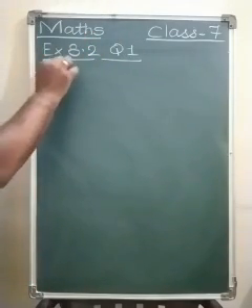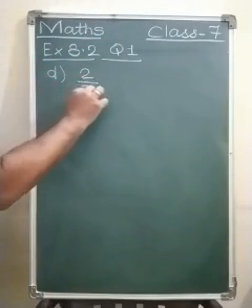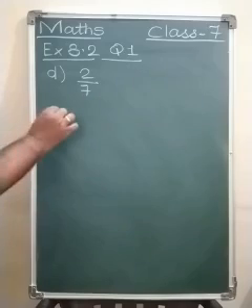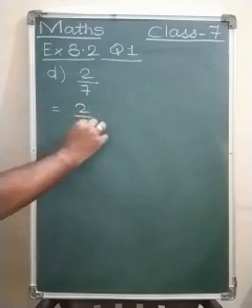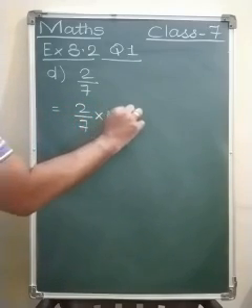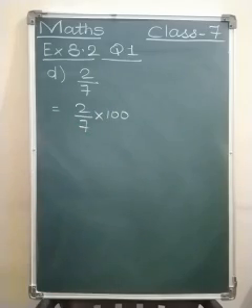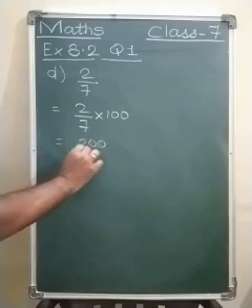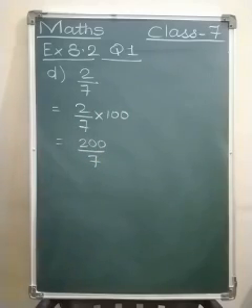D sum. 2 upon 7. This is the fraction. You have to convert it into percentage. Very simple. 2 upon 7. You just have to multiply it by 100. Okay, no common factors. So simply multiply. 2 into 100 will be 200 upon 7.